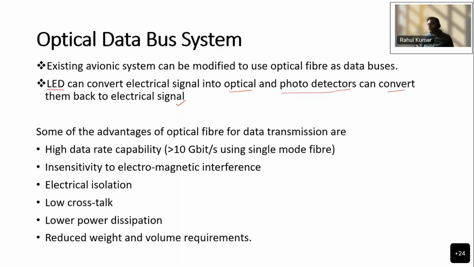Now, obviously, as I mentioned, some of the advantages: optical fibers provide a very high data rate, greater than 10 gigabytes per second, and they are insensitive to electromagnetic interference. Then, electrical isolation.